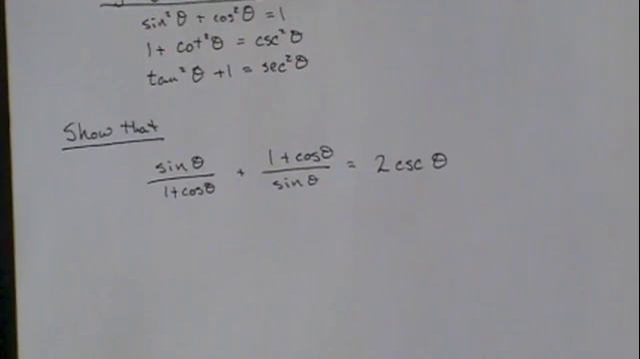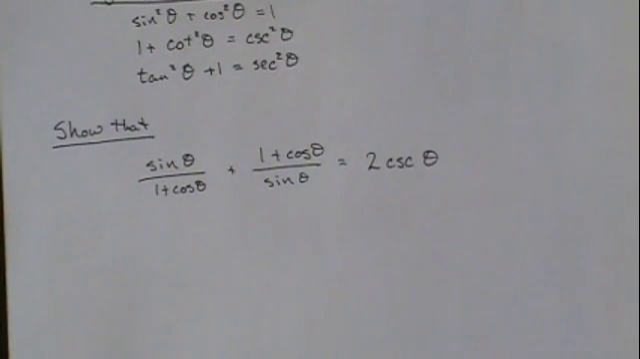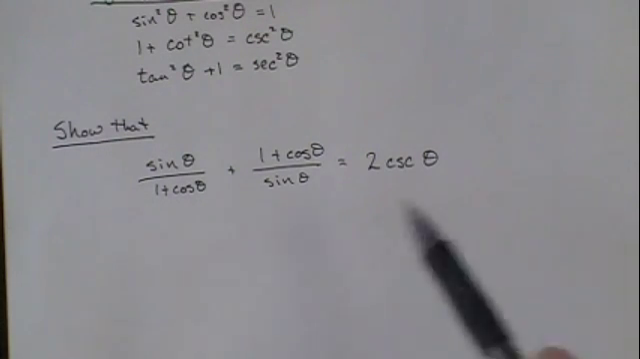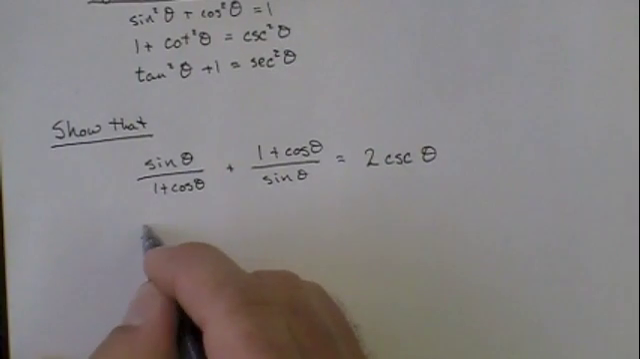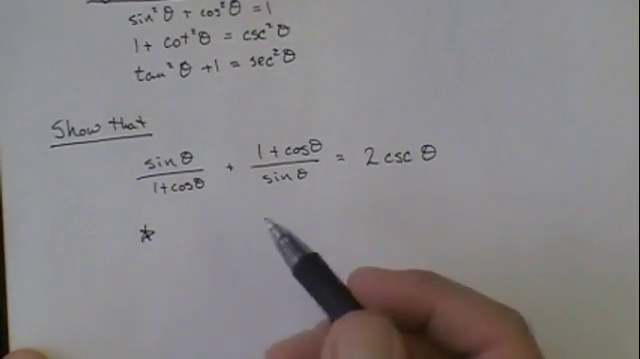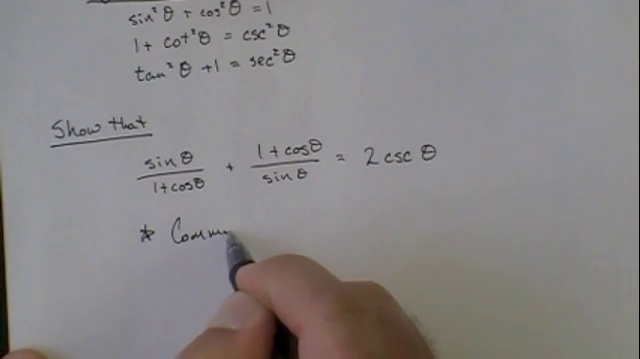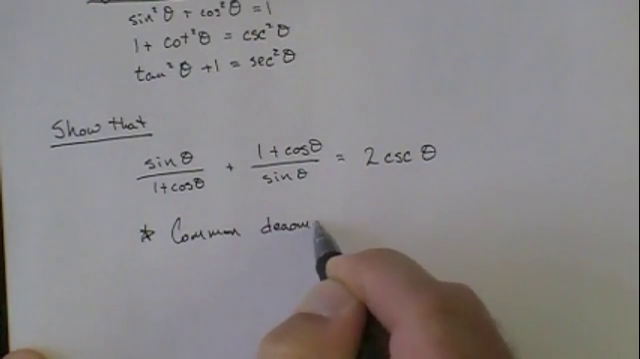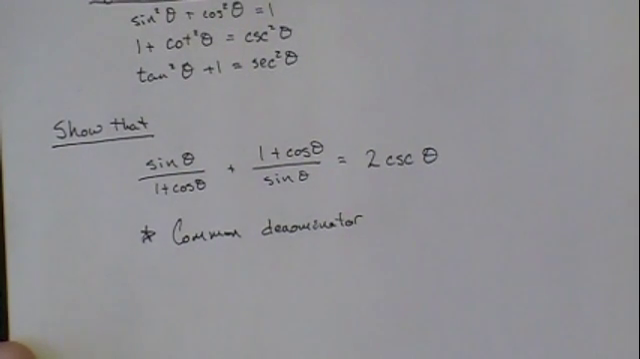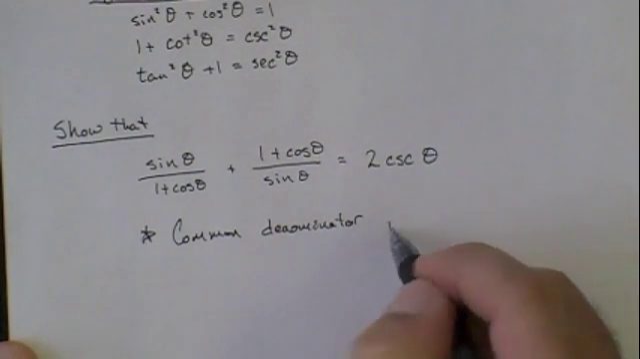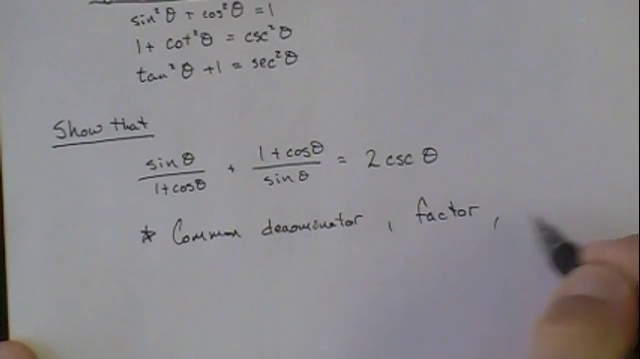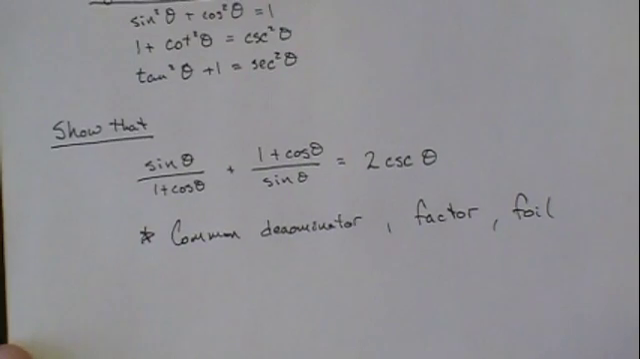So for example, here we have sine of theta over 1 plus cosine of theta, plus 1 plus cosine of theta over sine of theta, is equal to 2 cosecant theta. What we want to do is use the identities we already have to show that something like this would be true. Along the way, for something like this, we would need a common denominator. And we can use anything algebra-wise. Maybe we would factor some different things, or maybe use FOIL if we're using some of these trig identities.